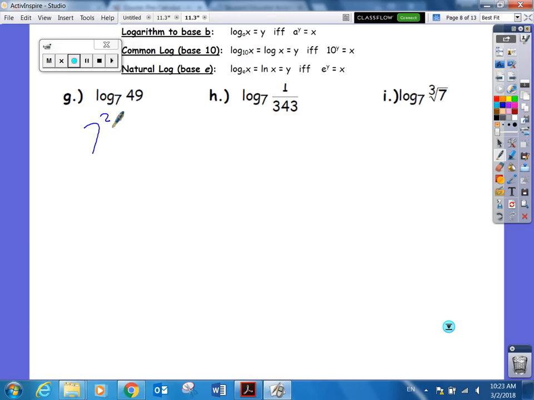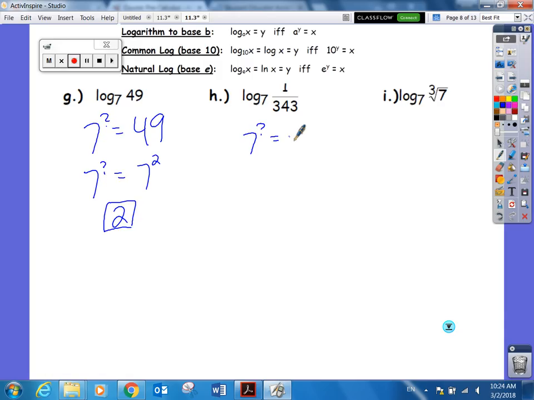7 to the what equals 49. That one's easy because we know 7 squared is 49, but we're doing the same thing. We can say 7 to the what equals 7 squared. We get like bases, so the answer is 2. Obviously for that one, most of you probably don't have to do that, but that's what you're doing. For the ones that you're not so sure about, it's the same steps. It's just the numbers that you know, you can usually answer immediately.